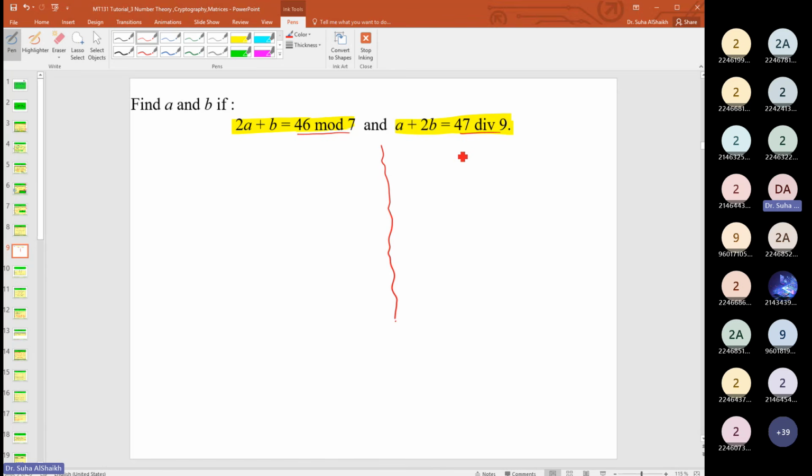To solve the equation I need to find 47 div 9. What is this equal to? The div is the Q, right? This is the floor of 47 over 9. Right or not? Are you with me guys?